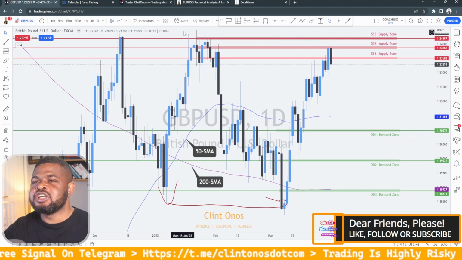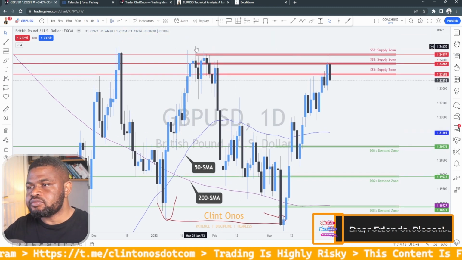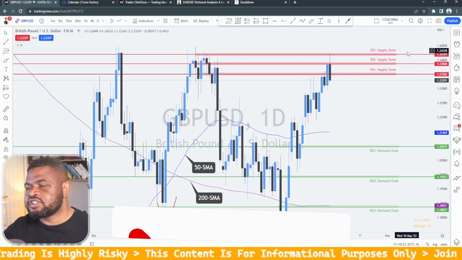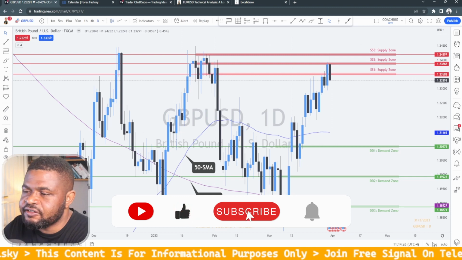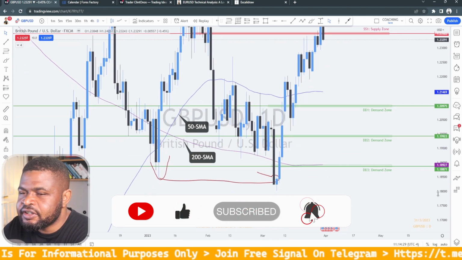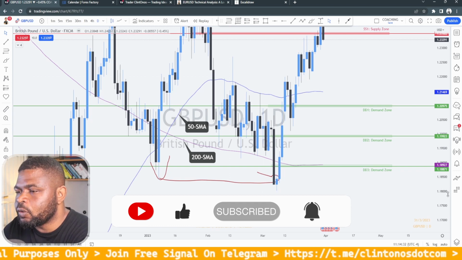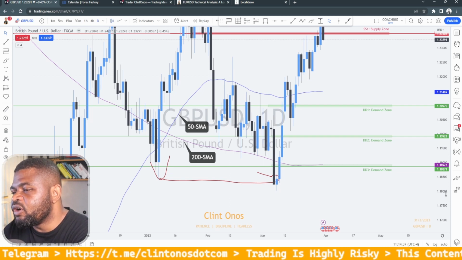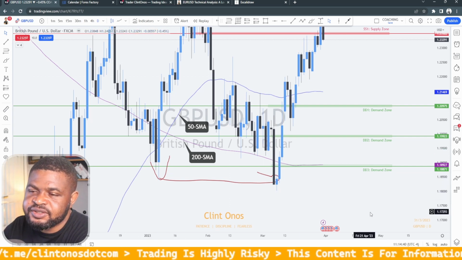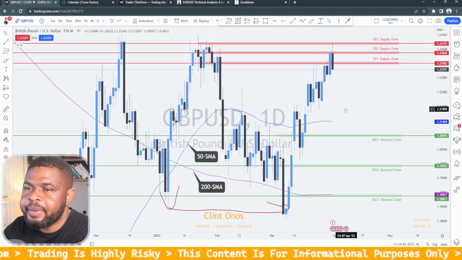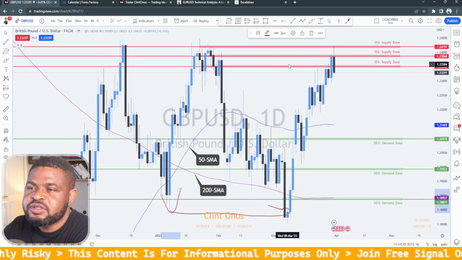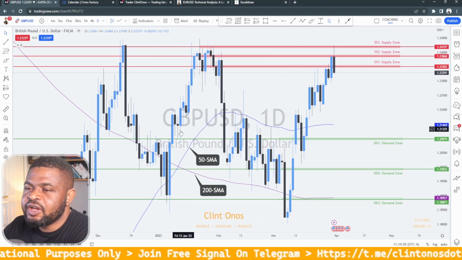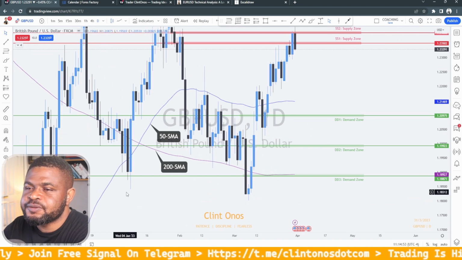Price is ranging between the 1.2500 level, between this level, that is the 1.24500 level, and the 1.1800 level, right? So this level right there, price is ranging between this high and this low. That's what we will put in mind, right? Of course.